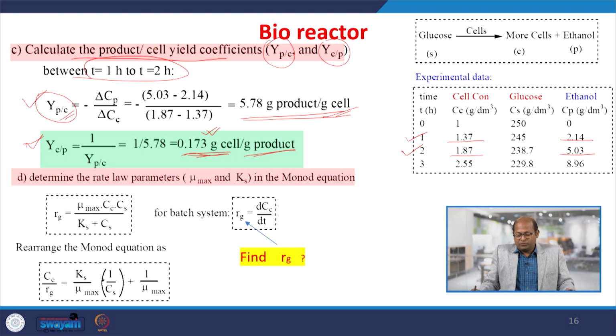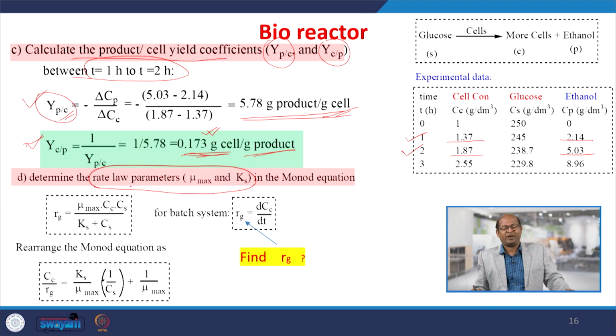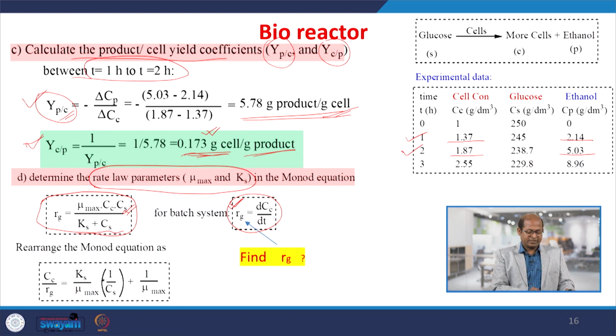Okay. So, now we have to find out the rate law parameters from the Monod equation. So, Ks and mu max we have to find out. That is the definition of rate: Rg equals dCc by dt, meaning rate of cell formation per unit time. We can write Rg, the rate of cell formation, and the Monod equation is Rg equals mu max Cc Cs by Ks plus Cs. Ks is a rate law parameter and mu max is a rate law parameter. These are the unknown parameters we have to find out.